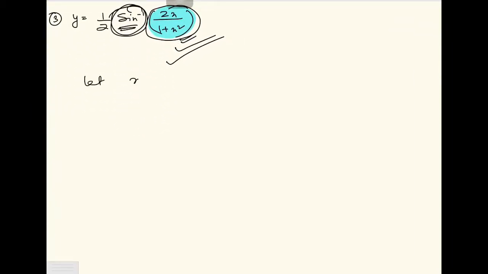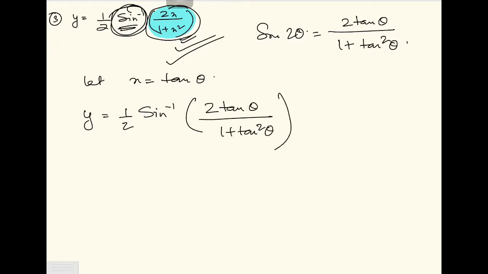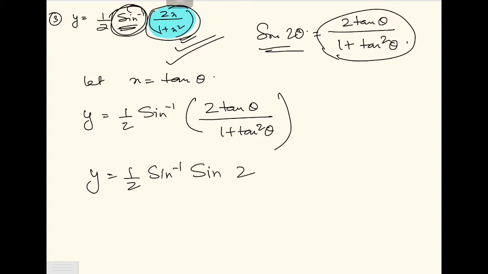So let x equal tan theta. Why does tan theta work? Because 2 tan theta divided by 1 plus tan square theta is the trigonometric formula for sine 2 theta that we have done in class 11. Okay, so when I do that, I get y equals half sine inverse. Look carefully. So 2x over 1 plus x square, what do I replace instead of x? 2 tan theta divided by 1 plus tan square theta. Correct? And what does this mean, everyone? It means sine 2 theta. So y equals half sine inverse sine 2 theta.